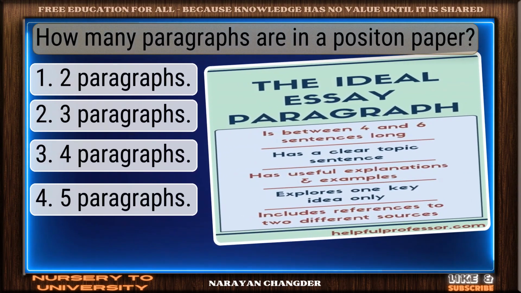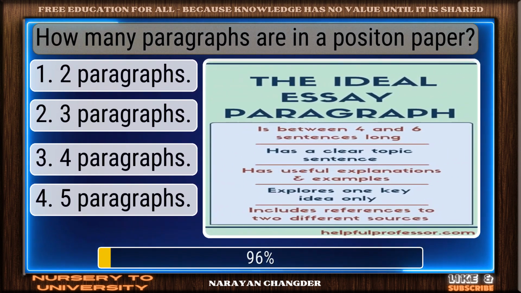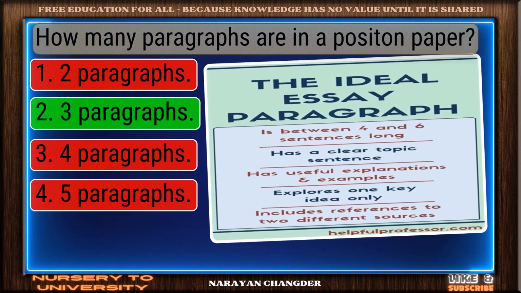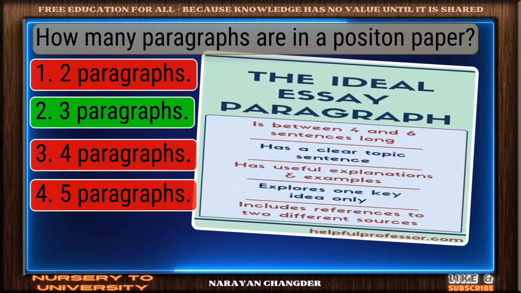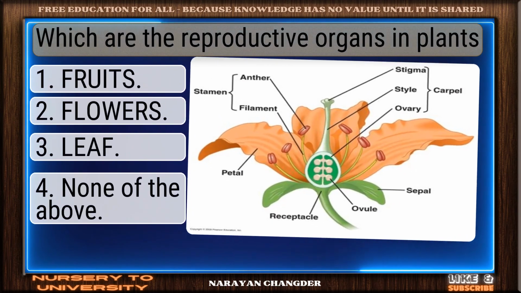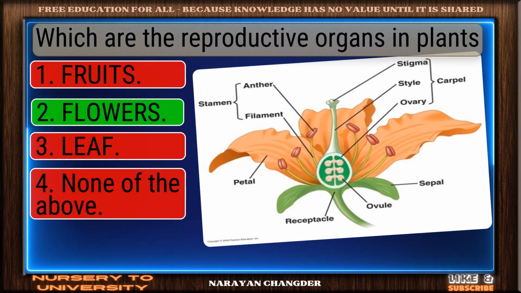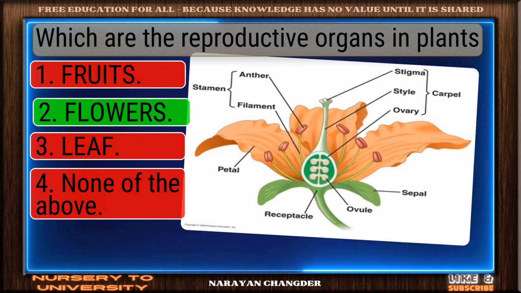How many paragraphs are in a position paper? Great thinking. 3 paragraphs is the right choice. Which are the reproductive organs in plants? Nicely done. Flowers is a solid answer.